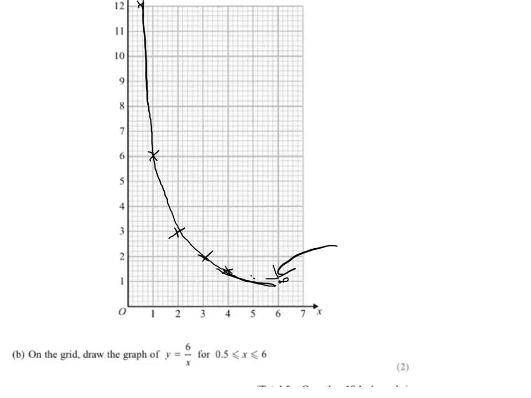So it's important that you don't go below the 0.5 or above the 6. It tells you only to draw it between those two values, and so it should come down like that, finishing at 6, 1.